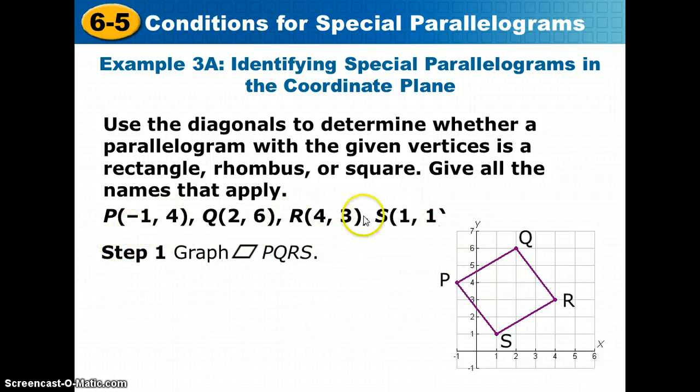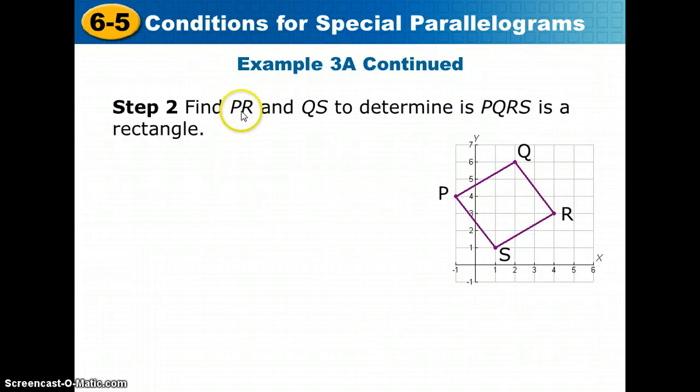Step 1 is to take these coordinates and plot them in the graph and connect them to form our parallelogram. Once we've done that, we're going to take a look at the diagonals, PR and QS. Remember, if the diagonals of a parallelogram are congruent, then we know it's a rectangle. So what we're going to do is find the length of PR and QS using our distance formula and see that they're the same length, so we can say that they're congruent.